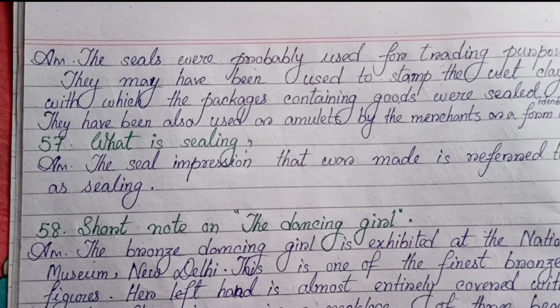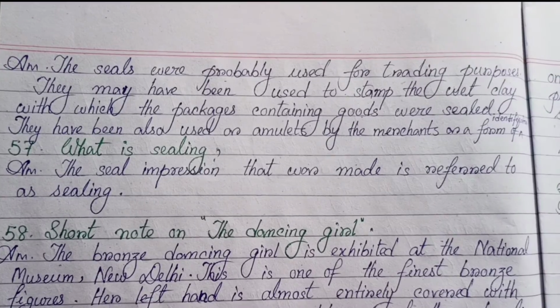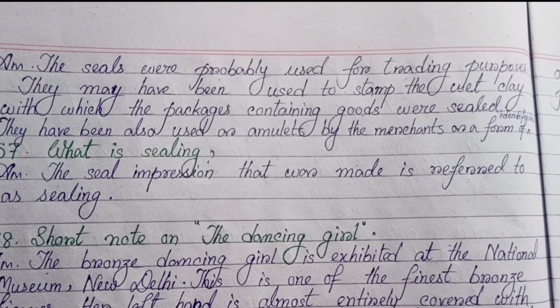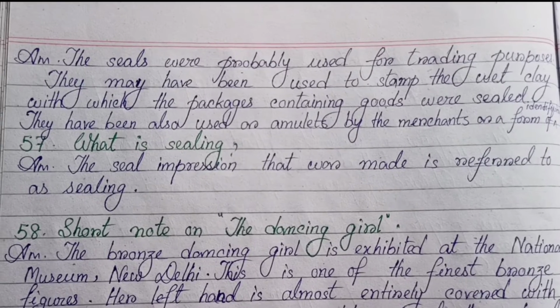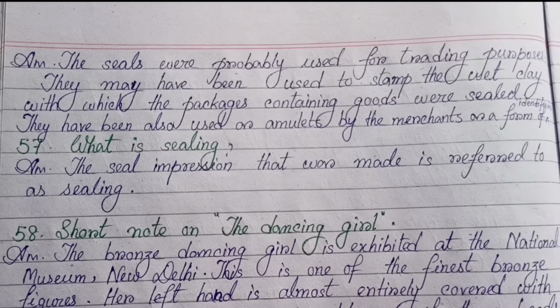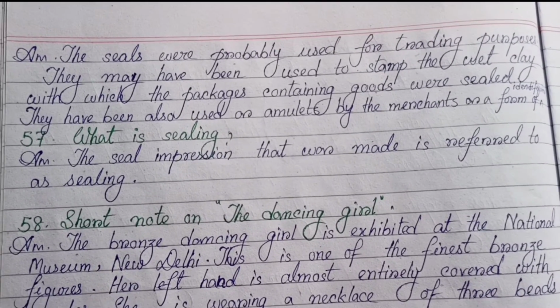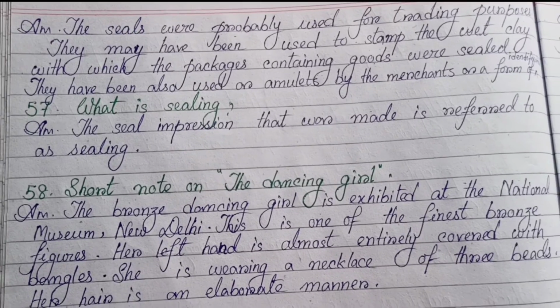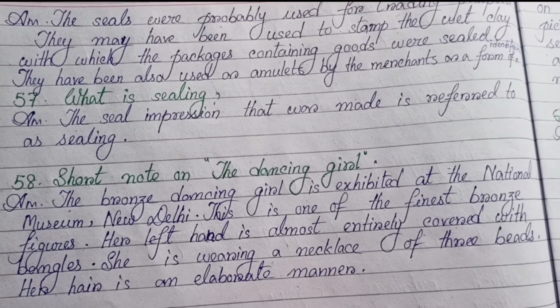The seals were probably used for trading purposes. They may have been used to stamp the wet clay with which the packages containing goods were sealed. They have also been used as amulets by the merchants as a form of identification. 57. What is sealing? The sealing impression that was made is referred to as sealing.